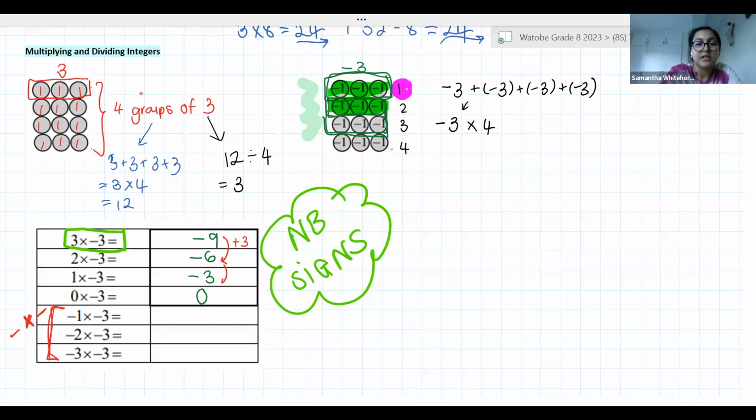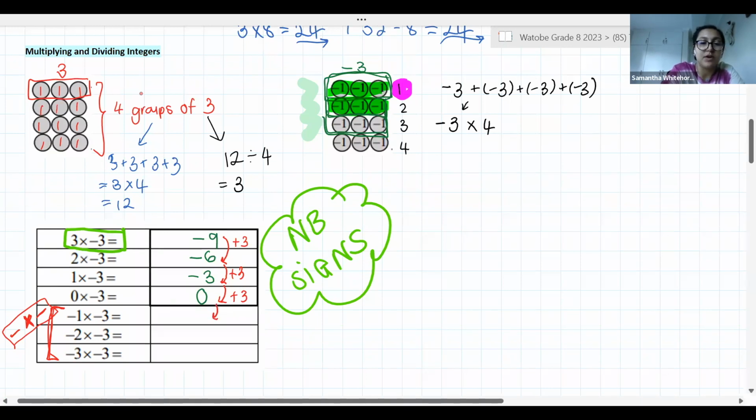From -6 to -3, I added 3. And so I've got a pattern here of adding 3 each time. And so now when we get to a situation of a negative times a negative, I'm actually ending up with positive answers because 0 plus 3 is 3. 3 plus 3 is 6. And 6 plus 3 is 9.